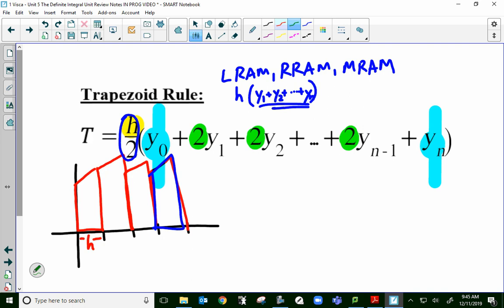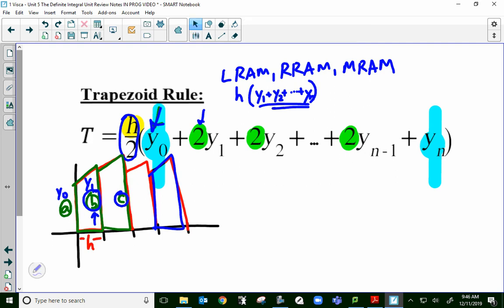When I use this trapezoid, we'll call this side A and this side B. And then we've got this trapezoid, side C. I need to use A and B for my first trapezoid. Then I need to use B and C for my second trapezoid. Notice I had to use B twice, my second term. This is my first, y sub 0. I only have to use it once. I had to use this, y sub 1, twice. That's why I have to double it.